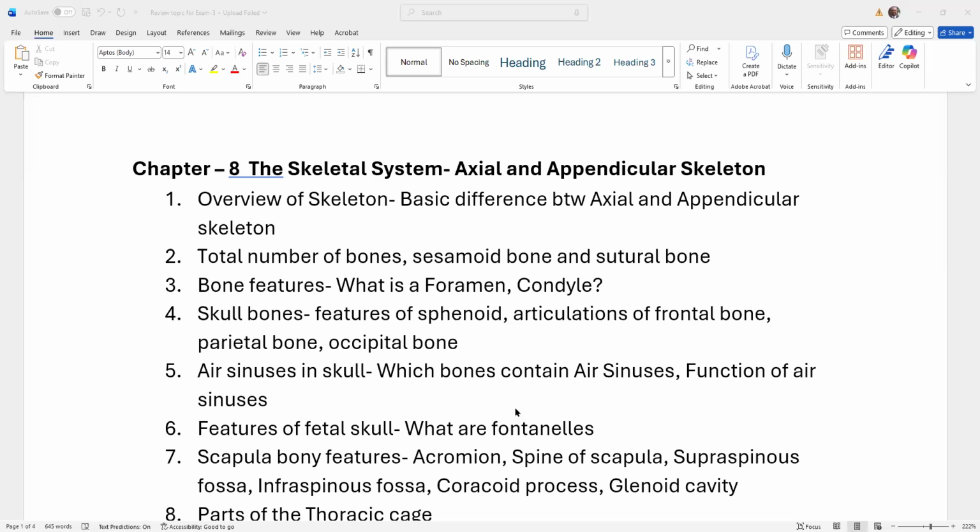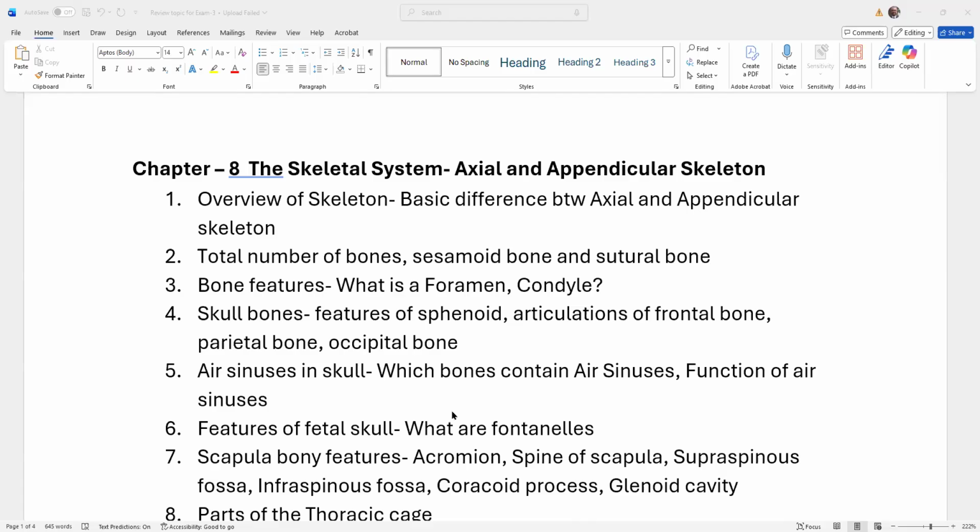What are air sinuses? Which bones, where do you see the air sinuses? Which are the bones which contain the air sinuses? What is the function of the air sinuses?